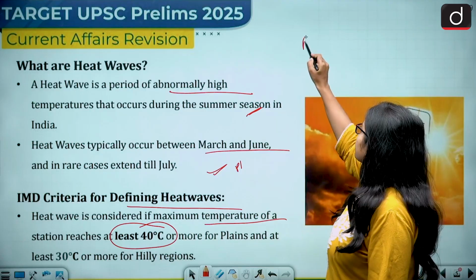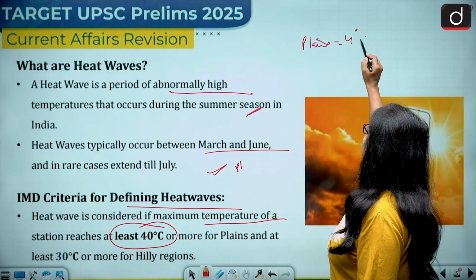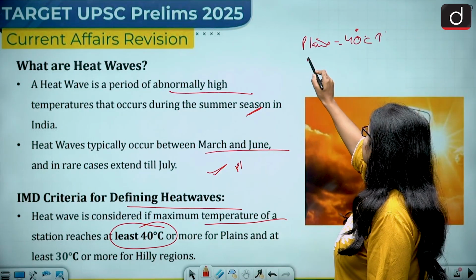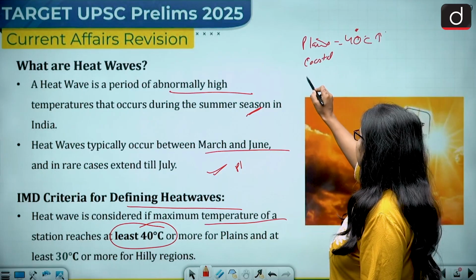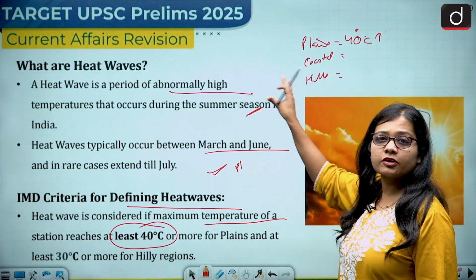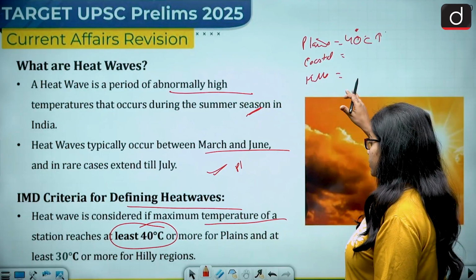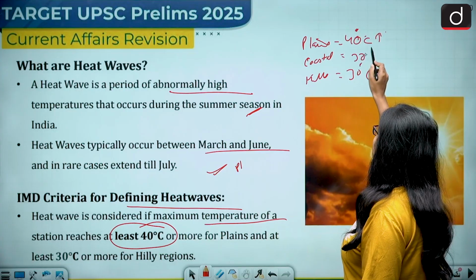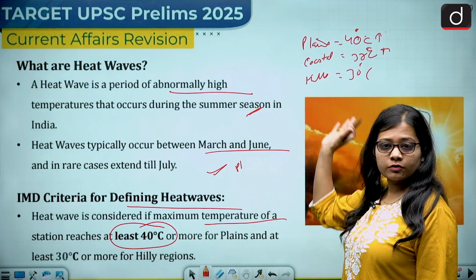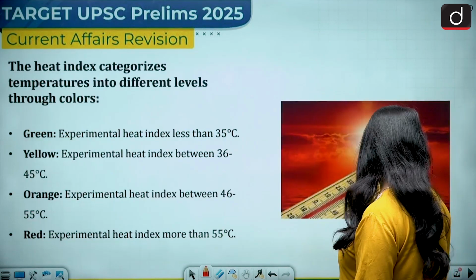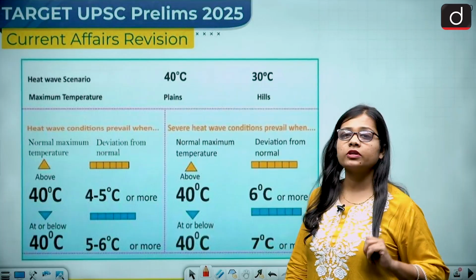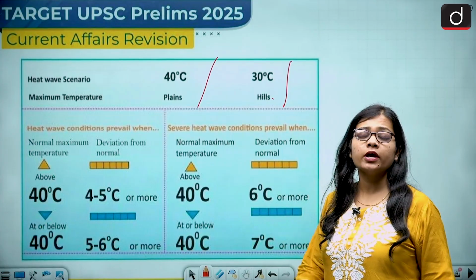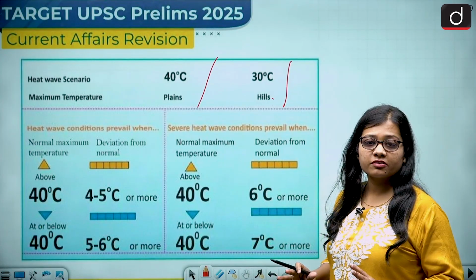Now, there are different criteria: for plains, it is 40 degrees Celsius or more, then there is one for coastal areas, and then for hills. So for plains it is 40 degrees Celsius and more, for hilly regions it is 30 degrees Celsius or more, and for coastal regions it is around 37 degrees Celsius or more. So this is the criteria for heat waves. For plains 40 degrees Celsius and more, for hills 30 degrees Celsius and more, and for coastal areas 37 degrees Celsius and more.